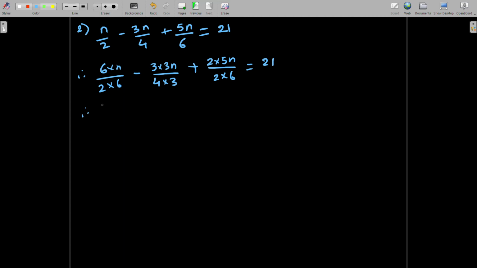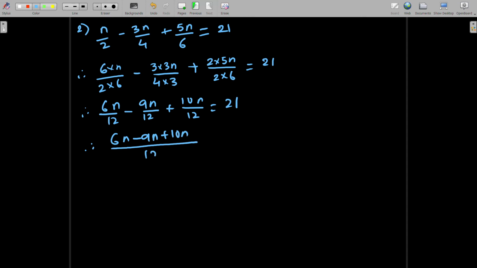So what it becomes? Therefore 6n by 12 minus 9n by 12 plus 10n by 12 is equal to 21. Therefore, now we can arrange it as 6n minus 9n plus 10n whole divided by 12 is equal to 21. Therefore, now 10 minus 9 is 1, 1 plus 6 is 7. 7n by 12 is equal to 21. Therefore, what I will do now, 7n is equal to 21 into 12, because this is division here. When I take it on this side, it becomes multiplication.